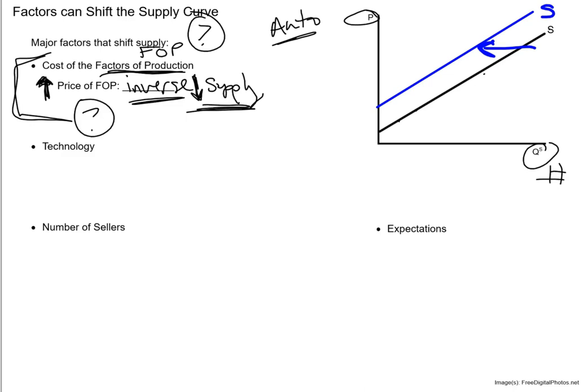Now, some of you may be looking at this like I did the first time I took my microeconomics class, and I say, oh boy, that does not look like a decrease. It looks like that curve went up. Again, that's not right.